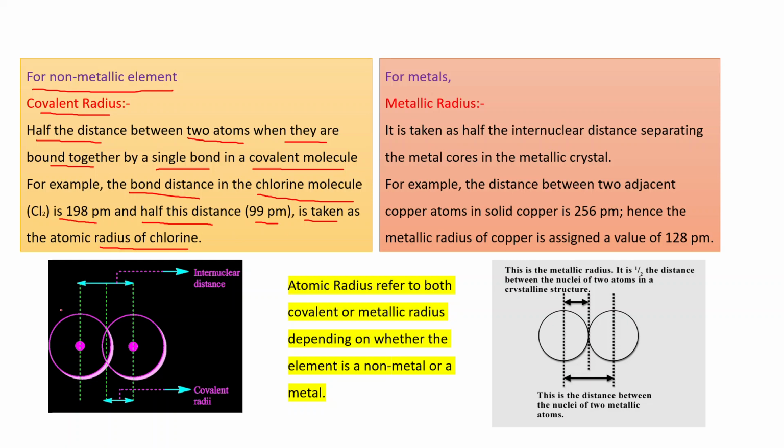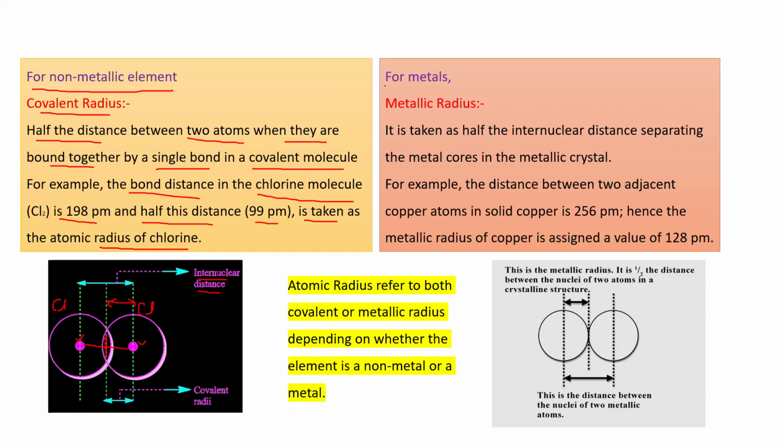You can see this diagram. This is one chlorine atom and this is another chlorine atom, and these two chlorine atoms make a covalent bond by overlapping of their electron clouds. This represents the overlapping or formation of a bond. This is the nucleus of one chlorine atom, this is the nucleus of another chlorine atom, and the distance between these two nuclei is called the internuclear distance or bond distance. Half of it, from this to this, is taken as the covalent radius of the chlorine atom, and this is also referred to as the atomic radius.